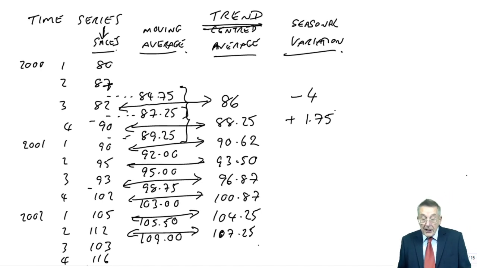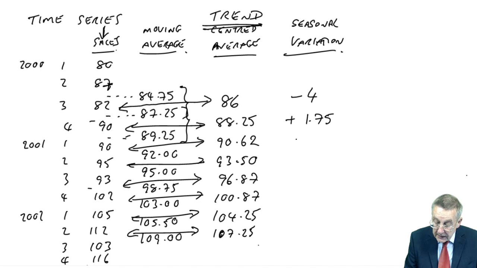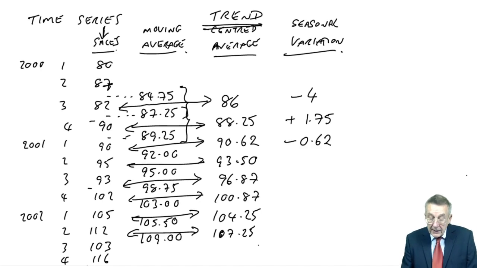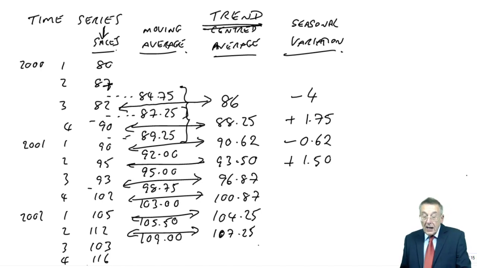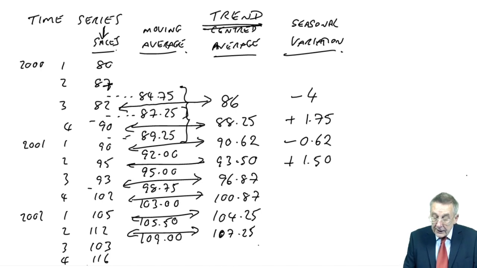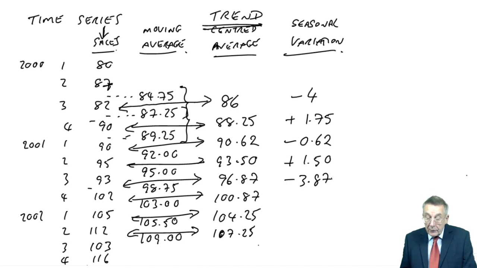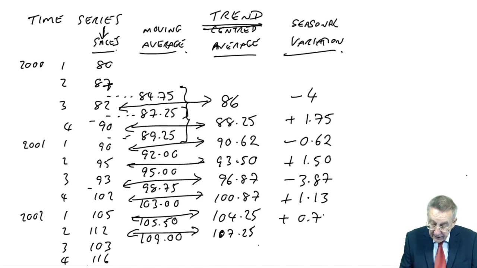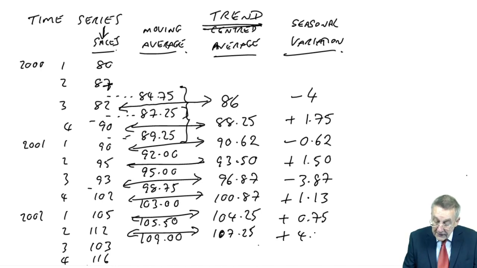Quarter 1 of the next year, 90 against 90.62, it was down 0.62. Quarter 2, 95 minus 93 is up 1.5. Quarter 3, it's down 3.87. Quarter 4 is up 1.13. Quarter 1 is up 0.75. Quarter 2 is up 4.75.